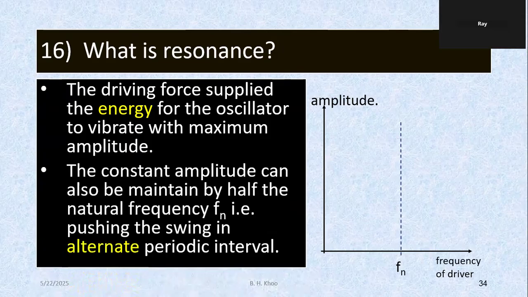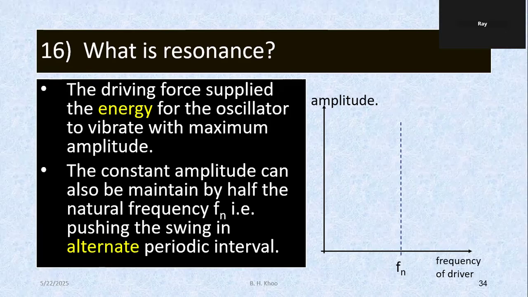The constant amplitude can also be maintained by pushing at half the natural frequency, that is, pushing the swing in alternate periodic cycles. When the person comes, you're supposed to push. The first time you push, the second time you miss it. So alternating like this can also keep the amplitude constant.